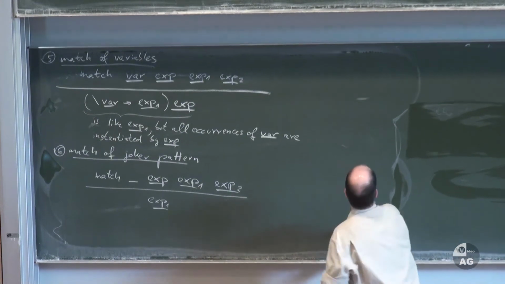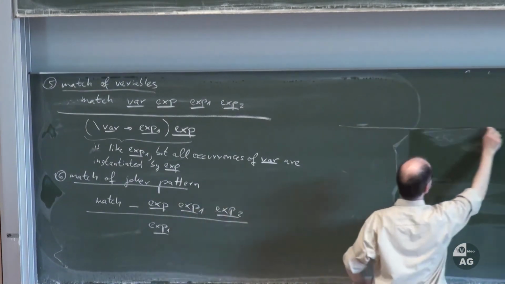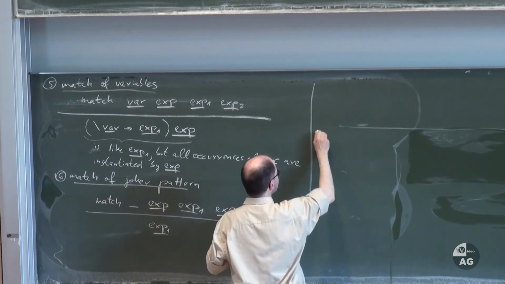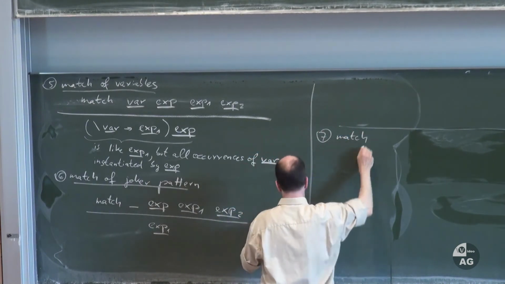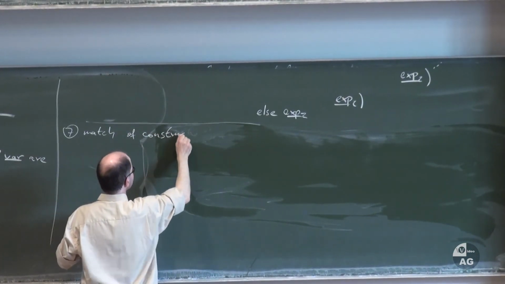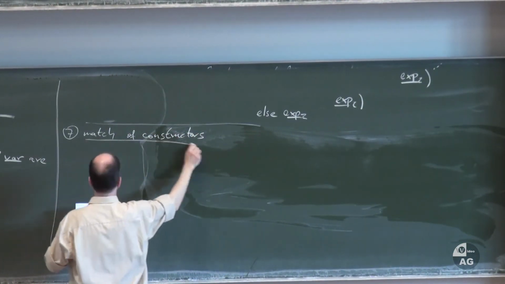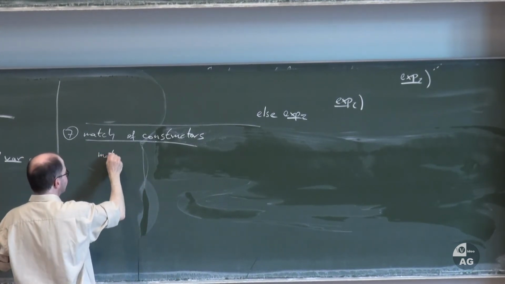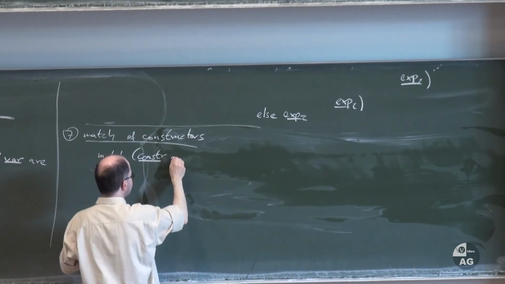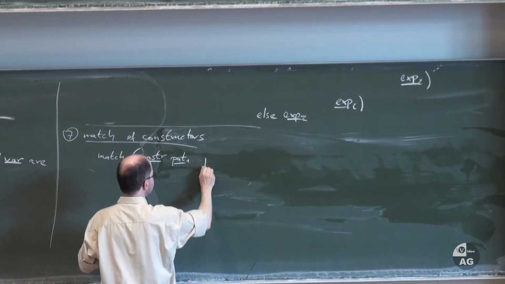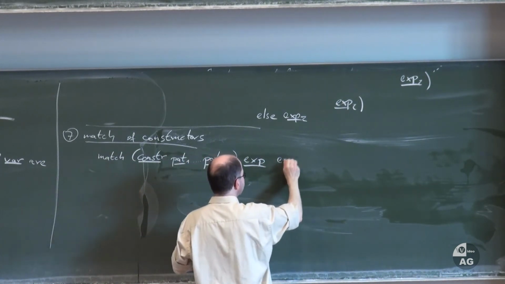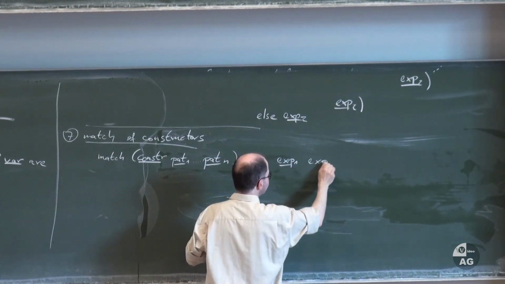So what happens if I match? This is rule number 7, when I match constructors. So what happens if my pattern starts with a constructor? It looks like this. Here I have a constructor applied to n patterns. And if this matches my expression x, then the result should be x1. Otherwise, the result should be x2.